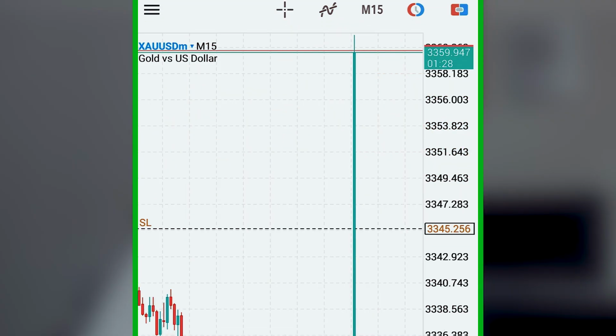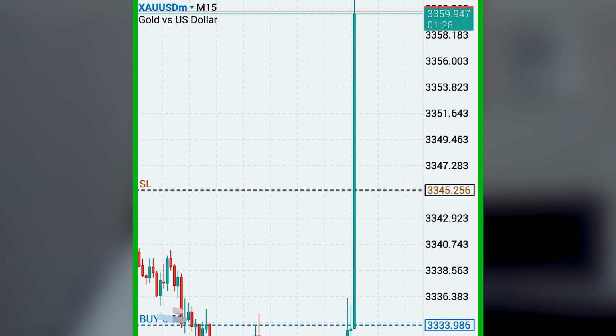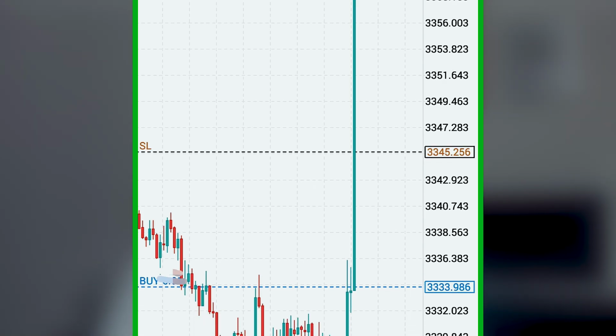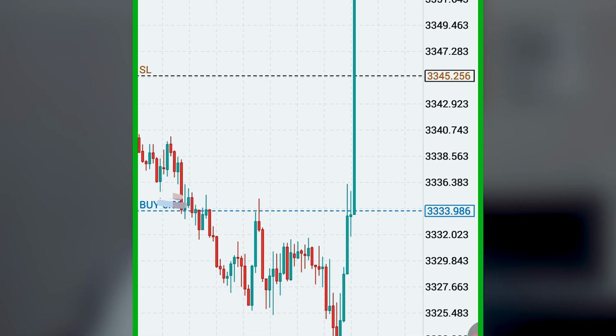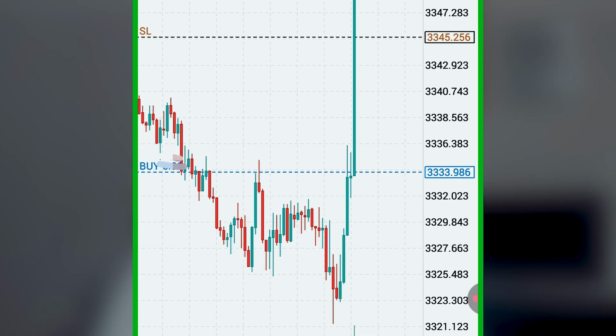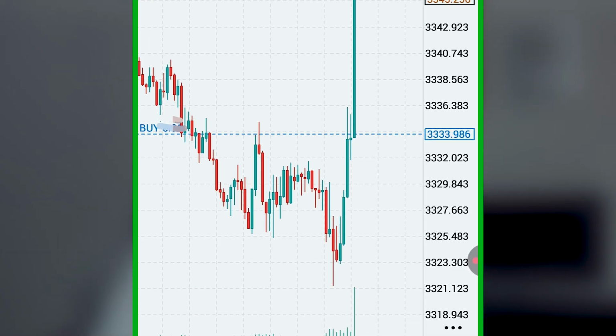As a beginner Forex trader, you're seeing a chart like this. Before that bullish engulfing candle, a buy was placed. And this kind of bullish engulfing candle can only happen immediately when there is news.